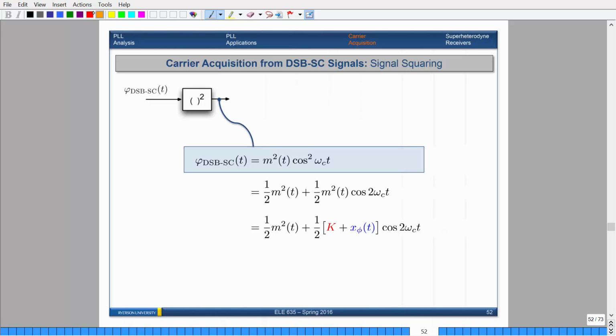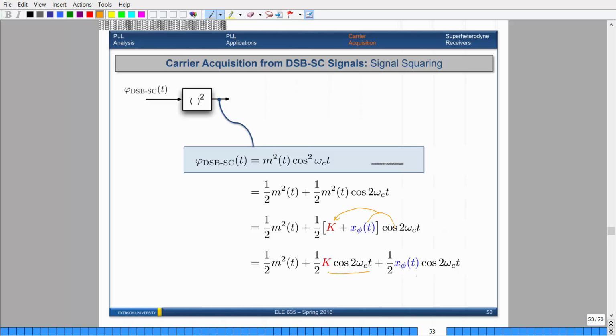Okay, and if you remember, we can represent m squared as some DC level plus the zero mean version of the squared term. So that substitution is made over here. Okay, so now we have that. Let's go ahead and expand it out a little bit. So we can expand this out, right? So this cosine gets expanded out, and then we have two separate terms, 1 and 2. All right, well, that makes sense.